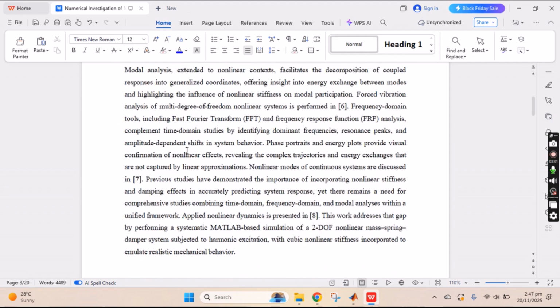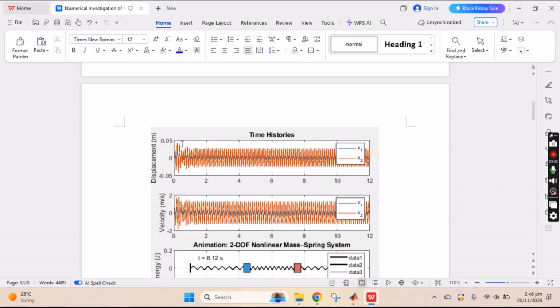So the modal analysis also explains the frequency domain, including the fast Fourier transform and the frequency response function, FRF, and also complements the time domain studies by identifying dominant frequencies, resonance peaks, and amplitude dependent shifts in the system behavior as well. Okay, so this work addresses that gap by performing a systematic MATLAB based simulation for a 2 degree of freedom nonlinear mass spring damper system subjected to harmonic excitation.